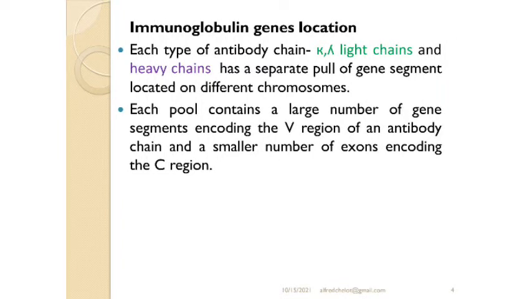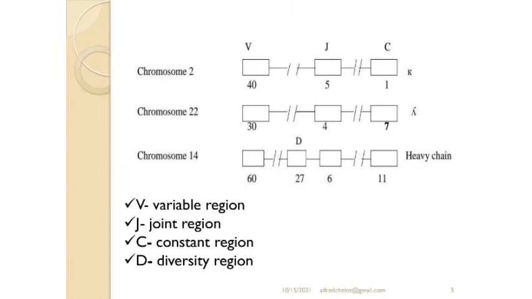So next we have to look at the location of immunoglobulin genes. For each type of antibody chain, that is the kappa and the lambda light chains and the heavy chains, they have a separate pool of gene segments located on different chromosomes. Each pool contains a large number of gene segments encoding the V region of an antibody chain and a smaller number of exons encoding the C region. And here we can see the arrangement of the V gene segment, the J gene segment, the C gene segment, and even the D gene segment on different chromosomes.